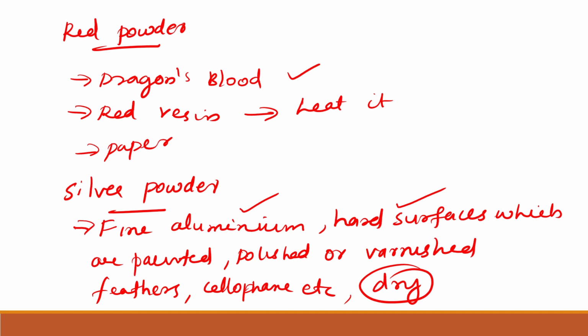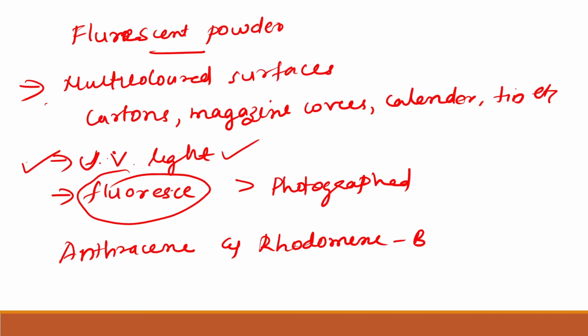Then next is silver powder. The ingredient is fine aluminium dust, and it is used on hard surfaces which are painted, polished or varnished, and on objects like feathers, cellophane, etc. And the main thing is that it should be absolutely dry.